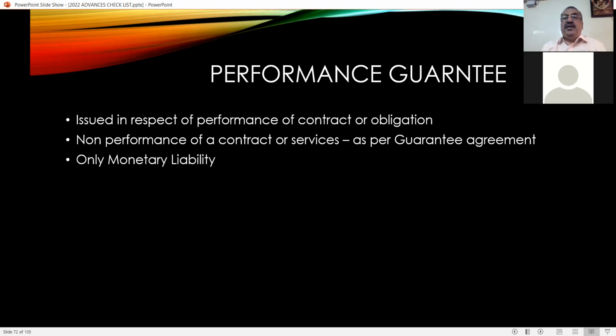And the liability is only monetary, only for money. It is not quantity-wise. It should not be that we will pay you some 100 bags of rice. The liability should be only in money value, and it should not be in non-money value.